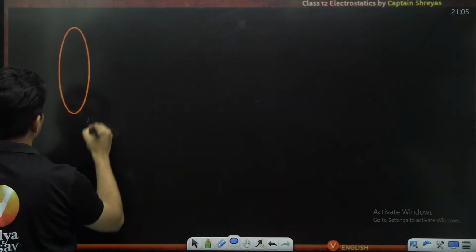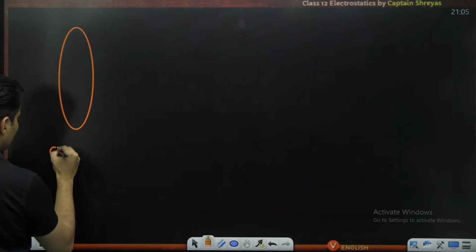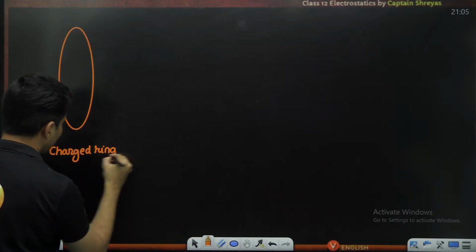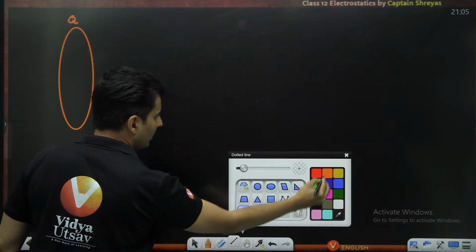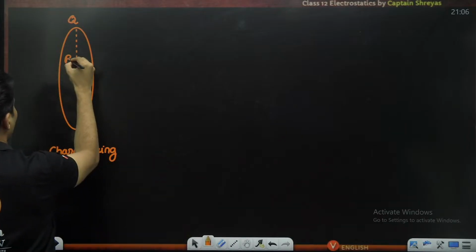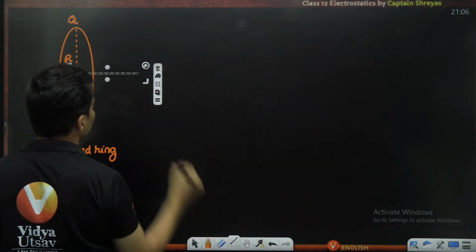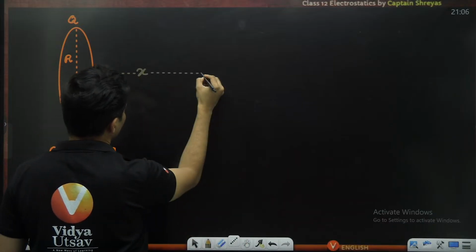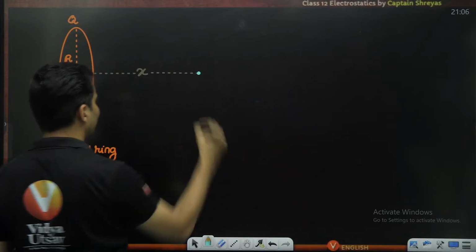That is, if you have a ring-like structure, imagine a charged ring. If you have a charged ring, let's say the charge on it is Q, and let's say the radius of such a ring is assumed to be R, and you are at some distance of x from it, and here I want to find what is the field.